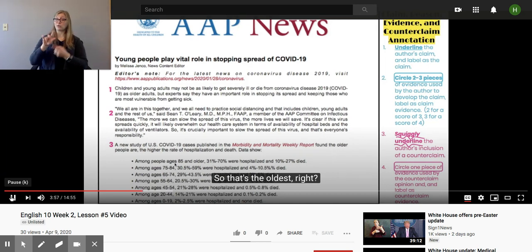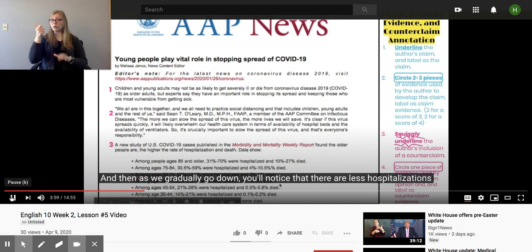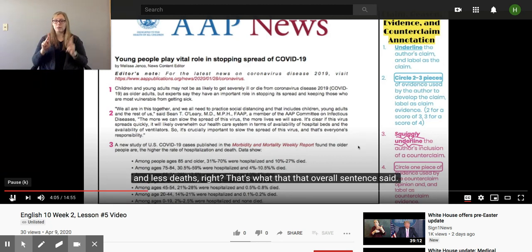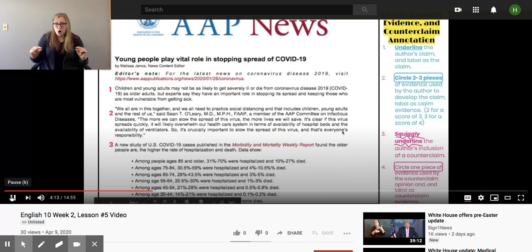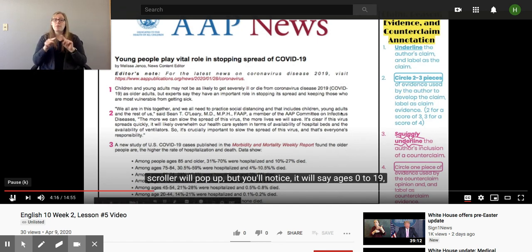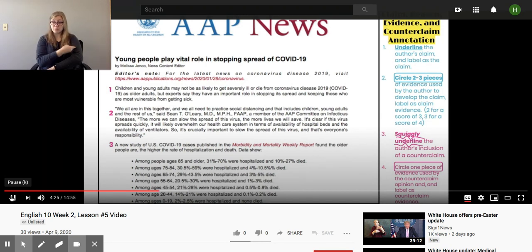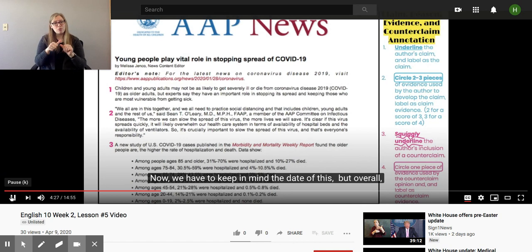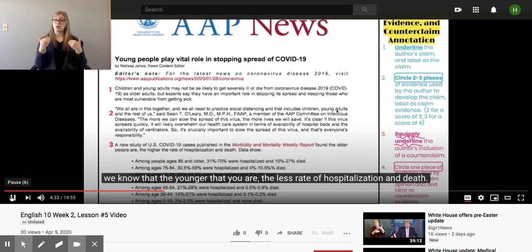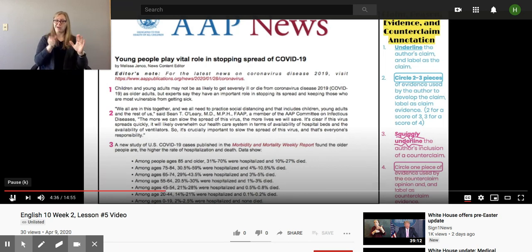So that's the oldest, right? And then as we gradually go down, you'll notice that there are less hospitalizations and less deaths, right? That's what that overall sentence said. Now that very last bullet point, I'm not going to point to it because then our little scroller will pop up. But you'll notice it will say ages 0 to 19, only 2 to 2.5% were hospitalized and none died. Now we have to keep in mind the date of this, but overall, we know that the younger that you are, the less rate of hospitalization and death.